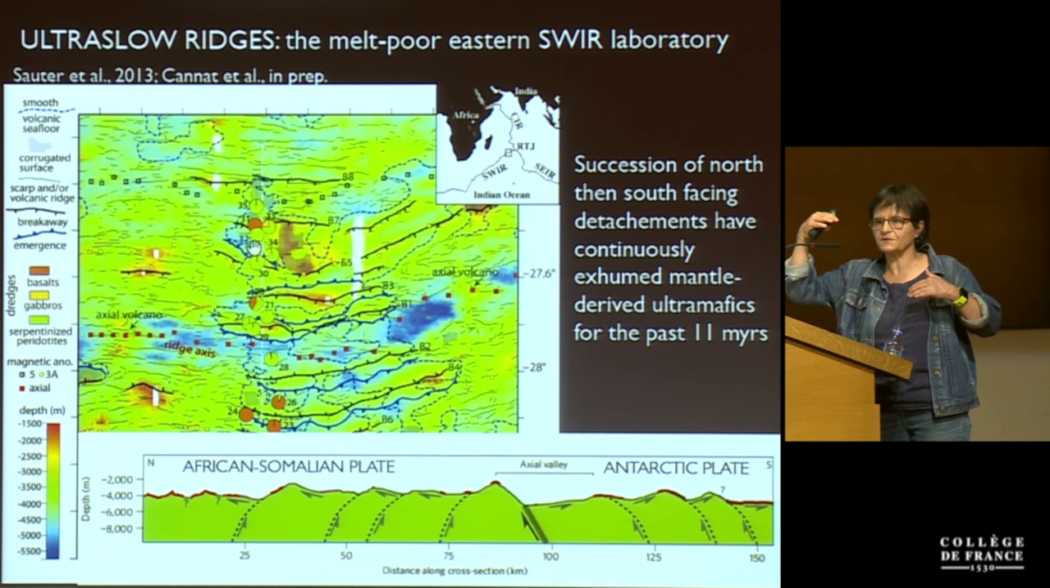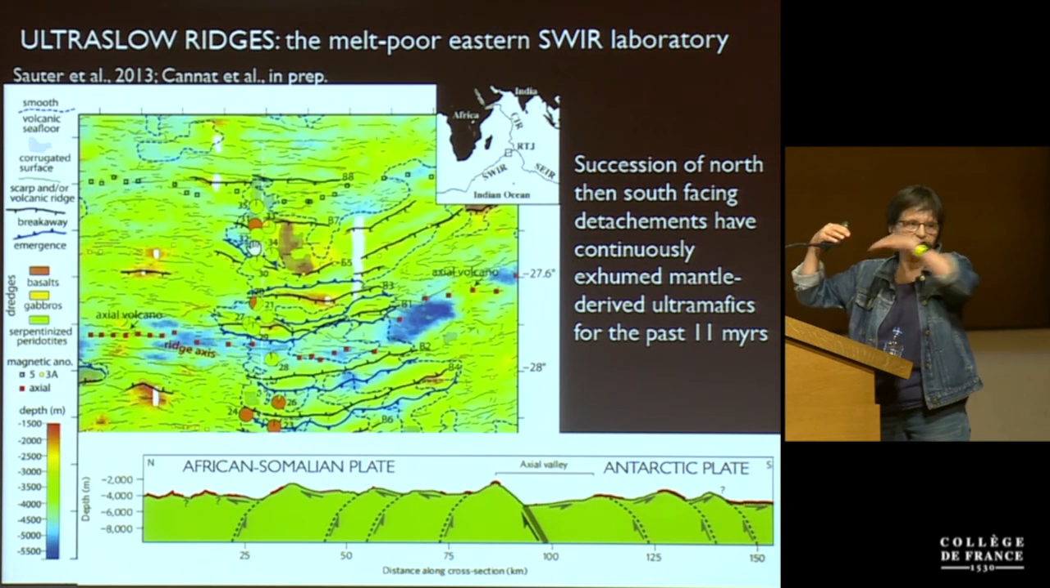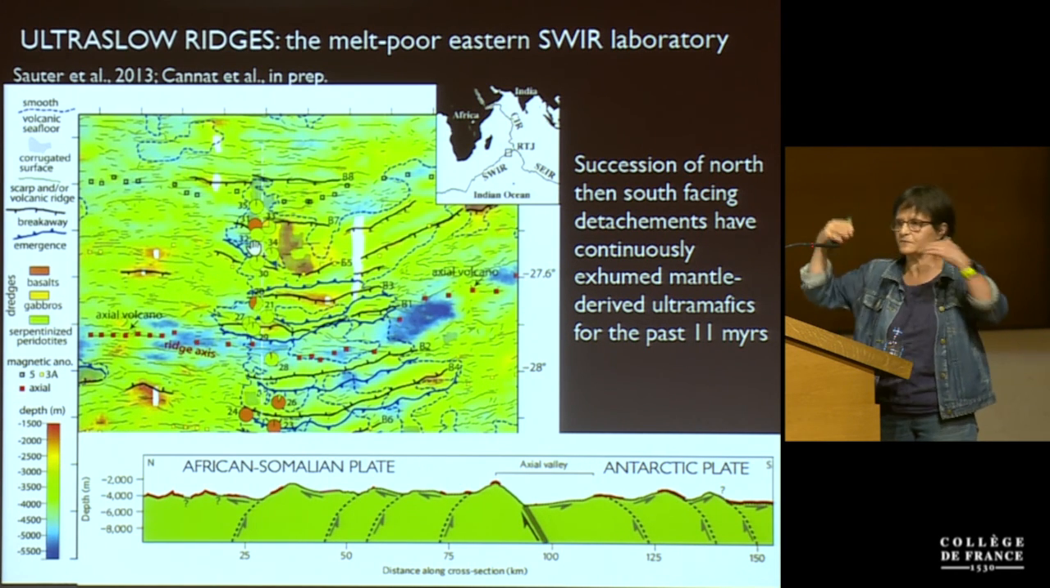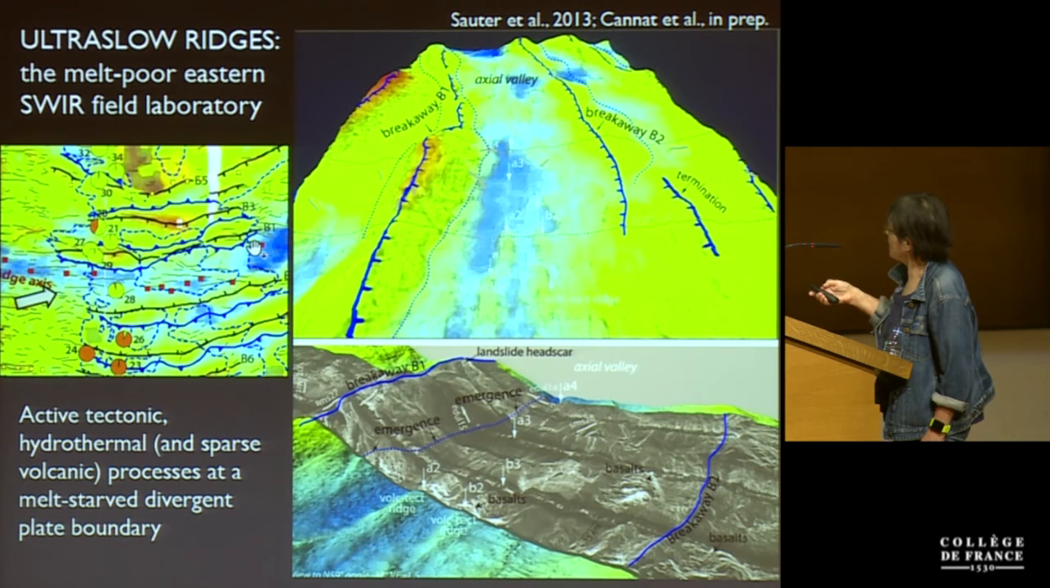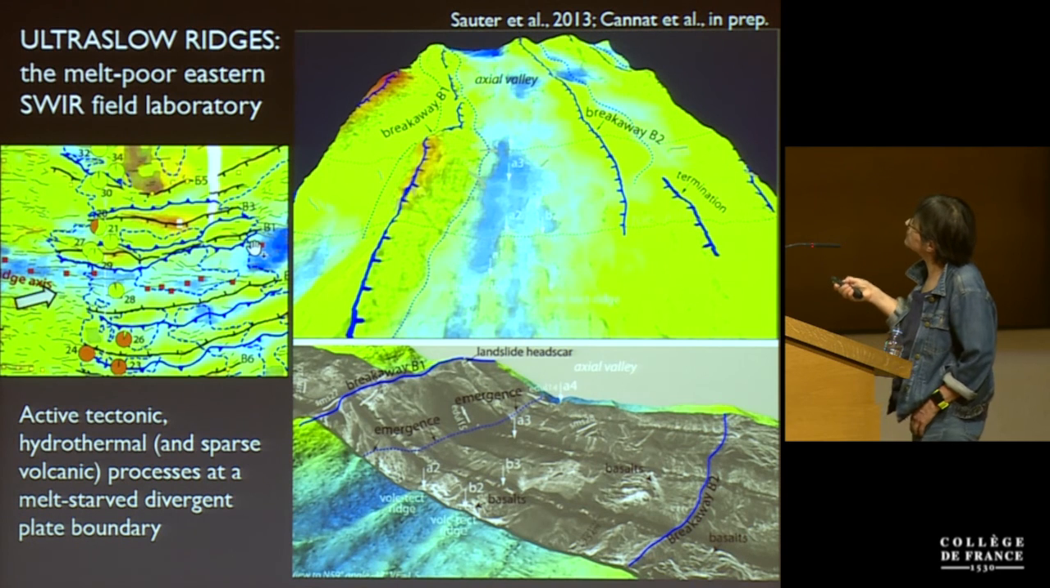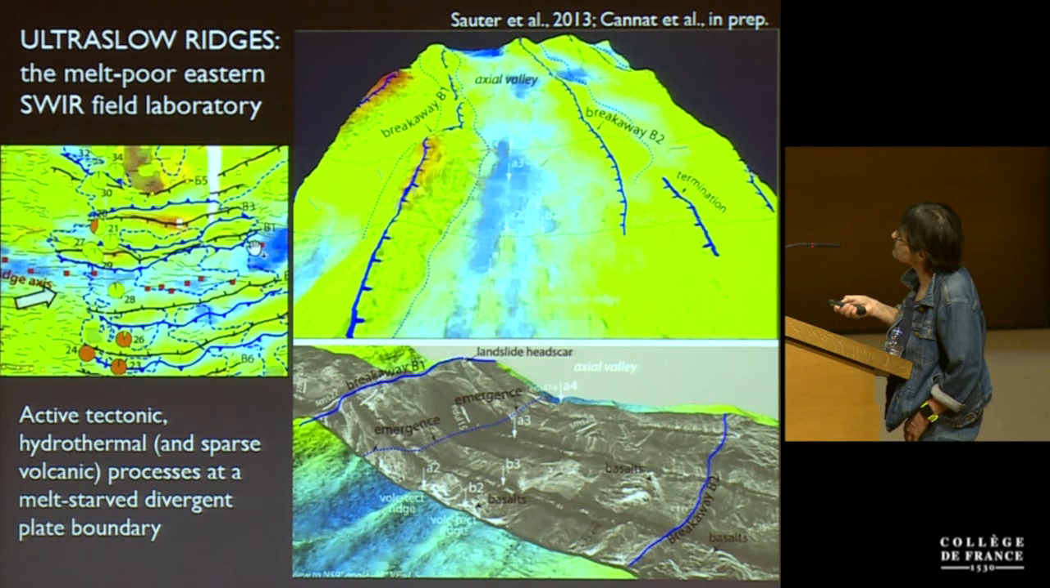So it exhumes on one side, and then a new fault is initiated and it exhumes on the other side. And you get to this system. And if we take a look at the actual valley in this context, so that's a view from the west.